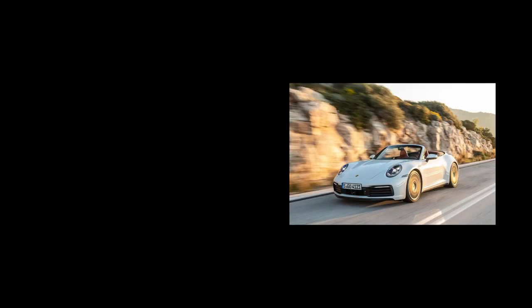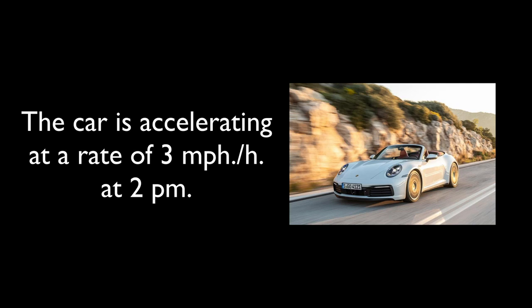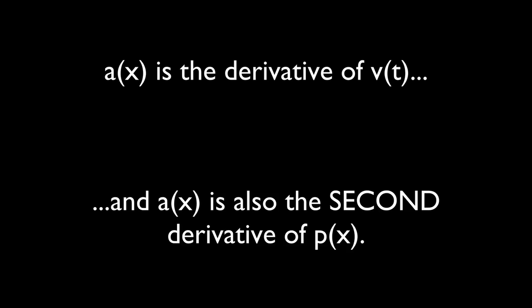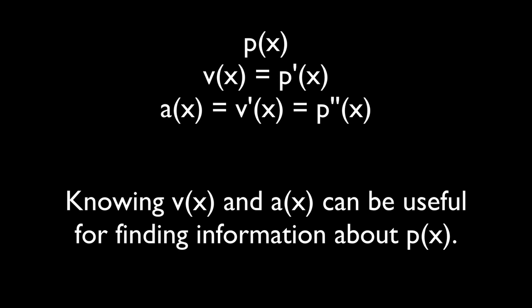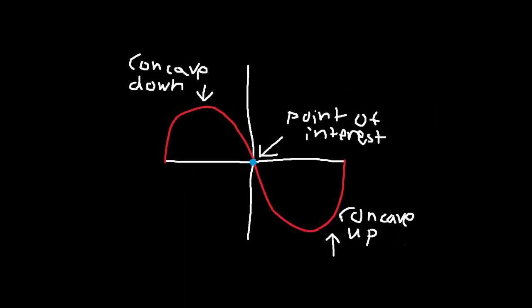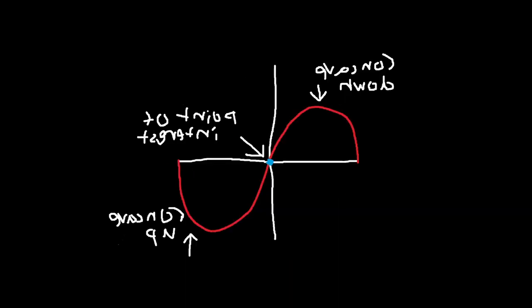Now, let's include the fact that the car is accelerating at a rate of 3 miles per hour at 2 p.m. This new rate of change acts as the acceleration function of the car. The acceleration function is the derivative of the velocity function, and it is also the second derivative of the position function. Knowing the first and second derivatives of a function can be used to determine useful information about the original function, like the relative or absolute maximum and minimum values it can produce, and when the function changes from being concave up to concave down, or vice versa.